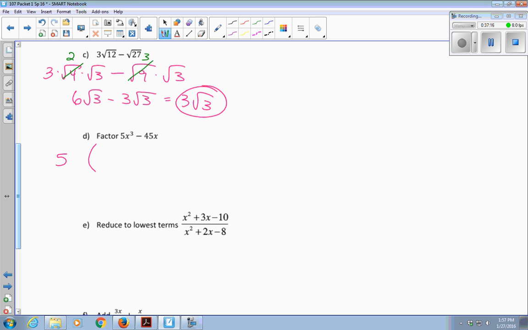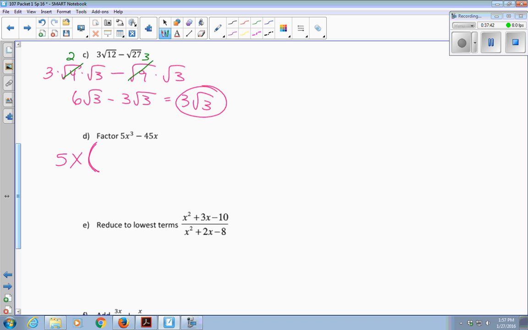And then x cubed and x. Both terms have at least one x in them, right? So I'm going to also pull out an x, pull out a 5x. All right, and then I've got a parenthesis opened. And what I put in this parenthesis is what I need to put in there so that when I distribute 5x to both terms, I get 5x cubed minus 45x.